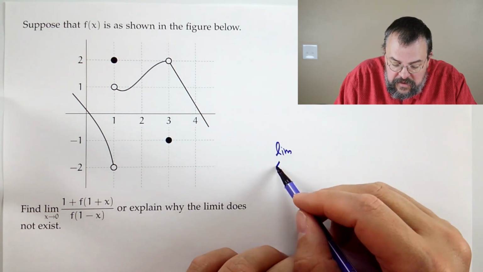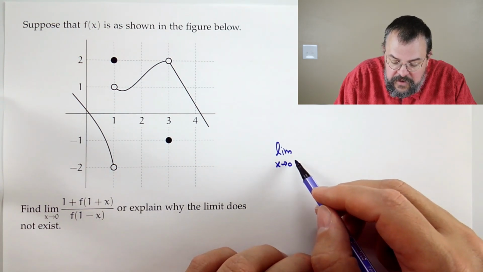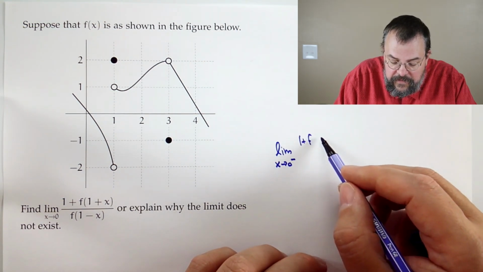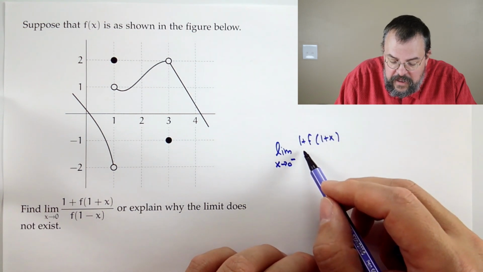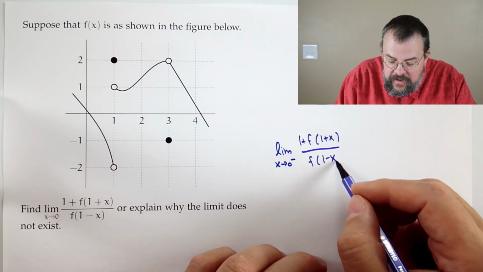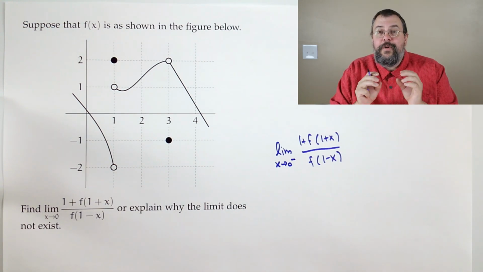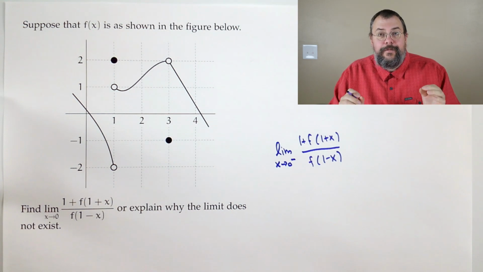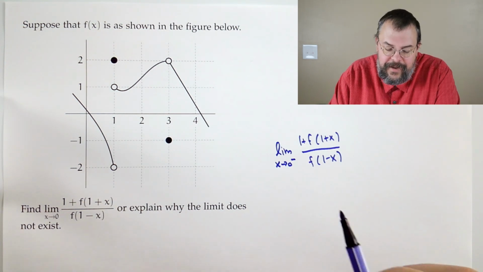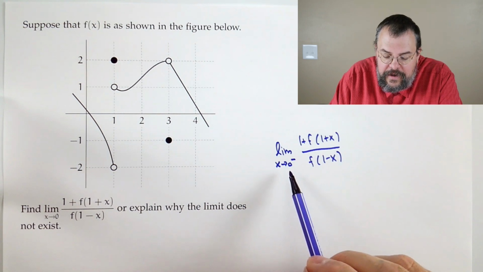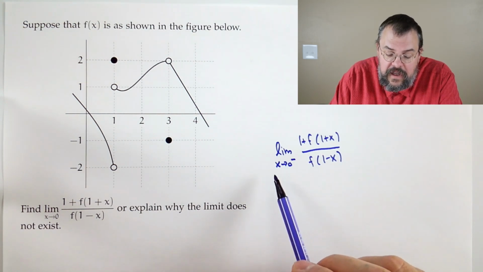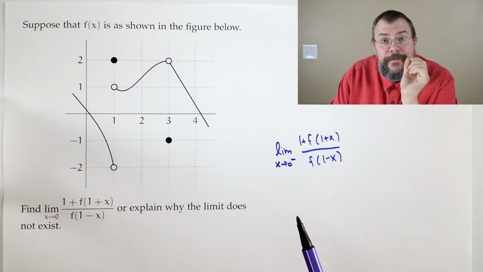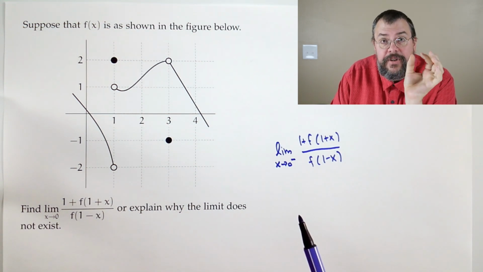What's happening as x goes to 0 from, say, we'll do it from below, of 1 plus f of 1 plus x over f of 1 minus x. Okay, so we need to ponder this for a second, and let's not rush. We want to make sure we get this right. So I know x is going to 0 from below, which means x is a little bit below 0. So we can think of it as a really tiny negative number. Okay, so that's how we should think of x.